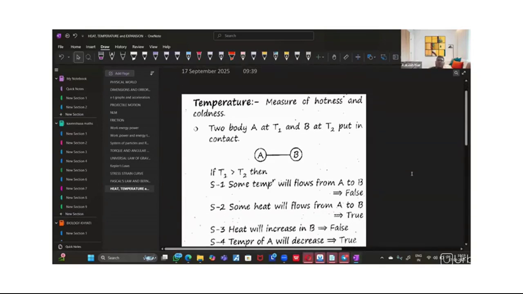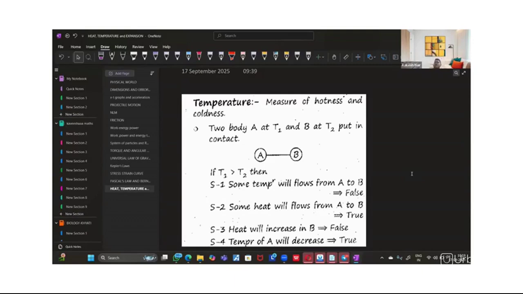So what do you mean by hotness or coldness of a substance is basically heat. The measure of any body, any atmosphere relatively to be at a higher temperature or at a lower temperature is what you measure to be a hot or a cold substance.